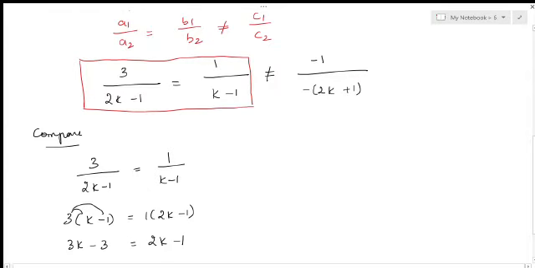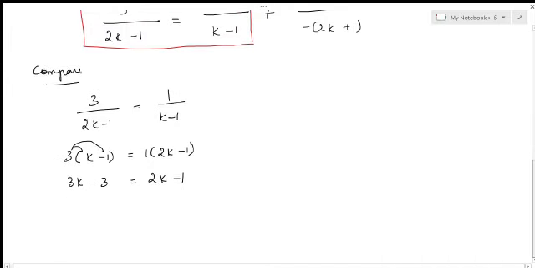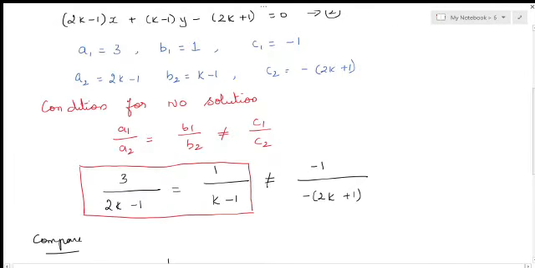So shift k term to one side and constant to the other side. 3k, when I take plus 2k to the other side, minus 2k equal to, I have minus 1 here. When I take minus 3 to the other side, it will become plus 3. 3k minus 2k is 1k equal to minus 1 plus 3 is 2. So my k value is 2. Let me compare the other two parts and find out what k is not equal to.